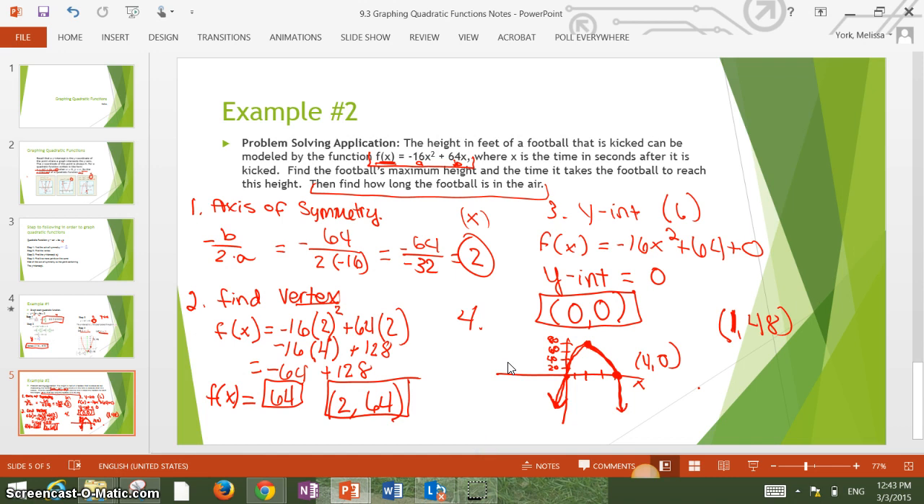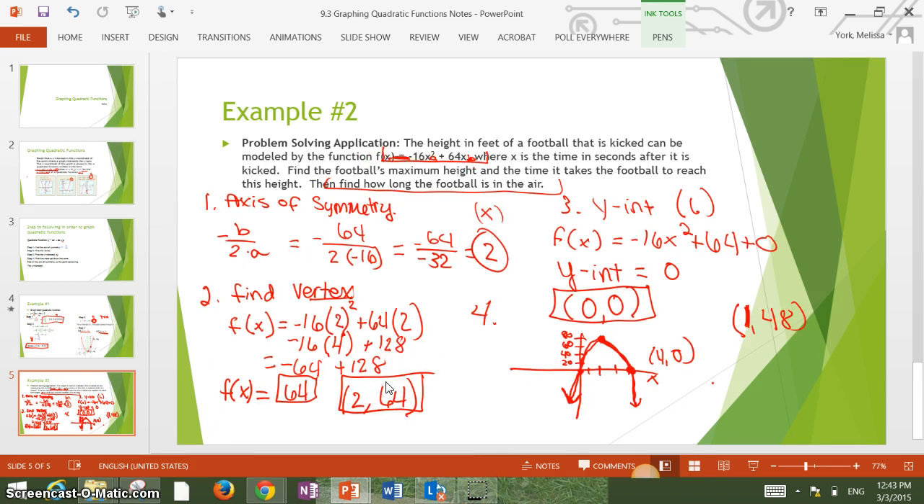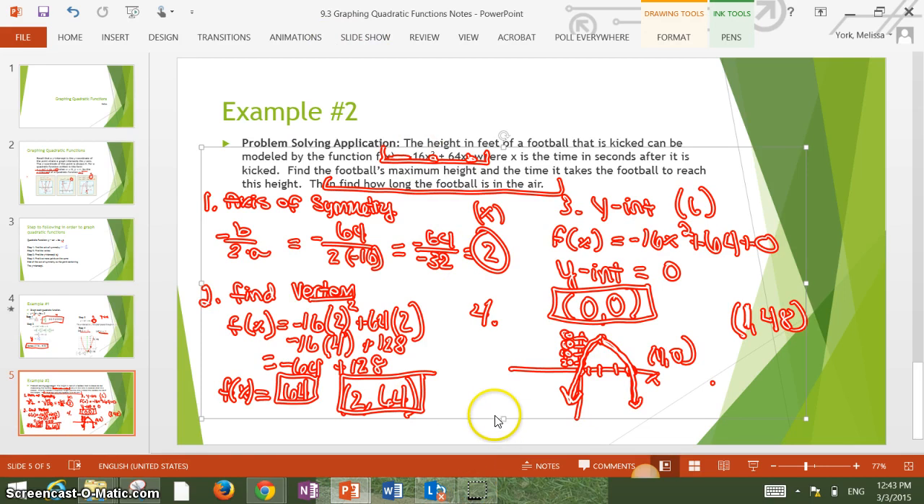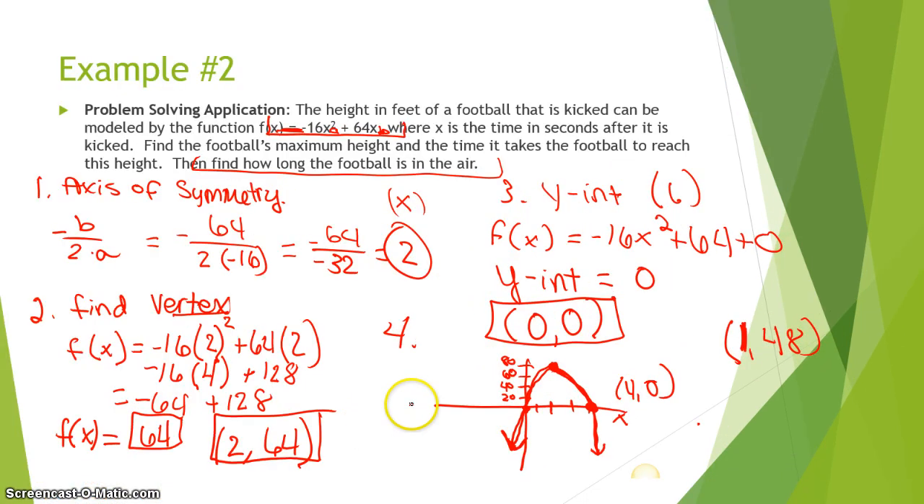After you're done graphing your parabola, it then asks, find the football's maximum height and the time it takes the football to reach this height. So what you would use is that vertex value, which is going to be 64. And then what you're going to do is it says, then find how long the football is in the air.